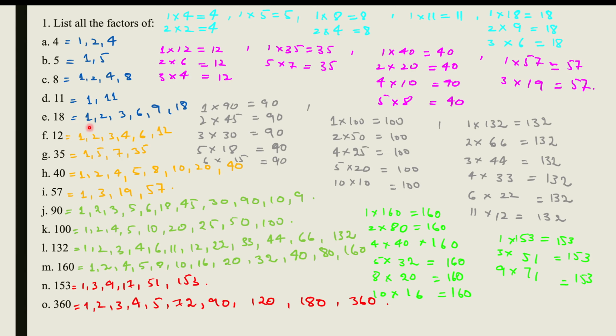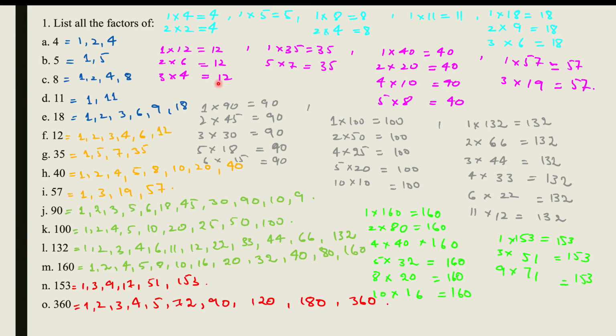18 again has factors: 1 multiplied by 18 is equal to 18, 2 multiplied by 9 is equal to 18, and 3 multiplied by 6 is equal to 18. So 18, 9, 6, 3, 2, 1 are all the factors of 18. Then we have 12. 1 multiplied by 12 is equal to 12, 2 multiplied by 6 is equal to 12, and 3 multiplied by 4 is equal to 12.